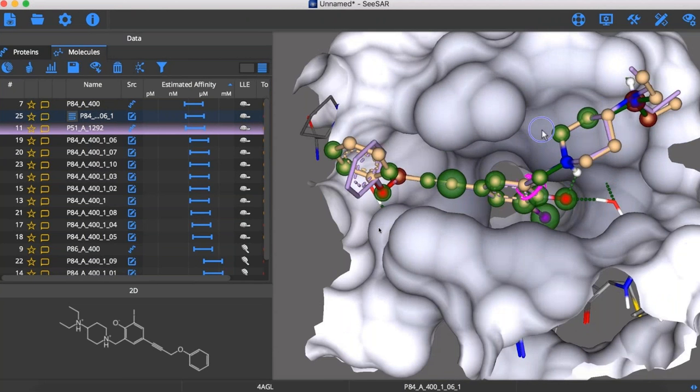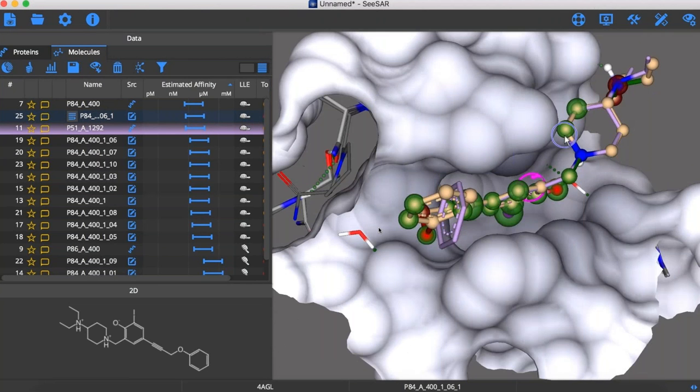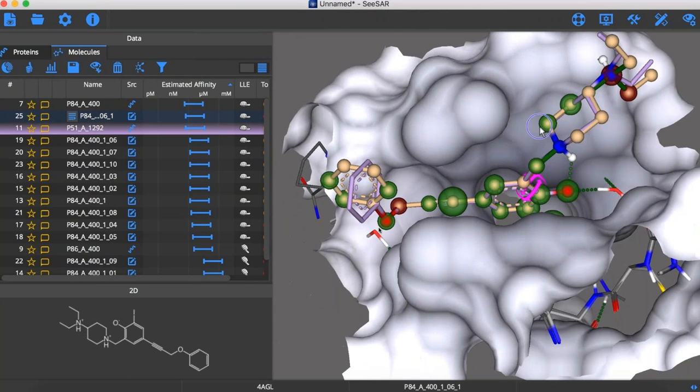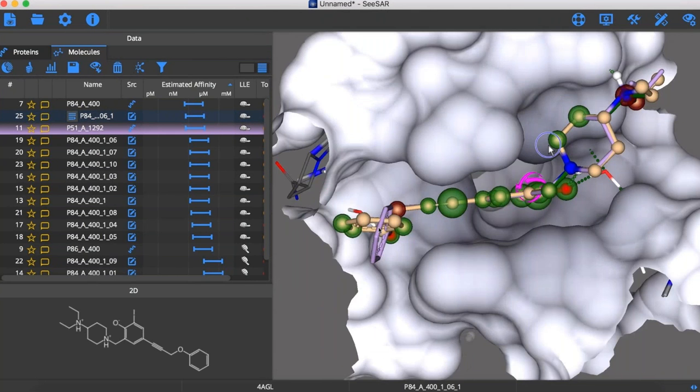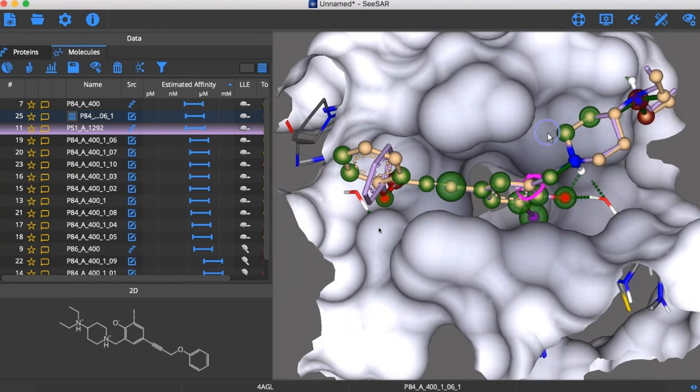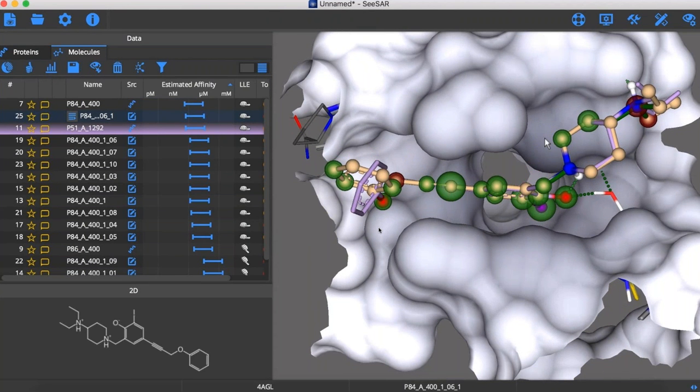So this little video should have shown you how easy it is to use SeeSAR to guide your ideas and to build up a molecule, and especially how to use the estimated affinity to pick the right starting structure, and to look at the affinity coronas to identify potential points of improvement on the ligand side.